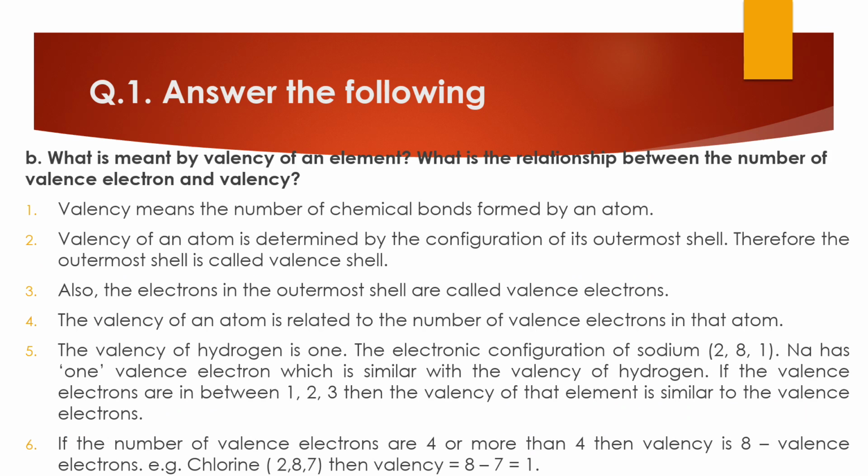Here, how many electrons are in the outermost orbit? 7 electrons are there. So which is this number? 7 is more than 4. So what will you do? 8 minus valence electrons means 8 minus 7, which is equal to 1. So what will be the valency of chlorine? 1 will be the valency of chlorine.